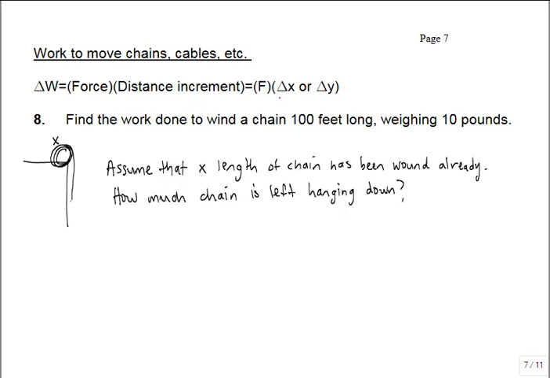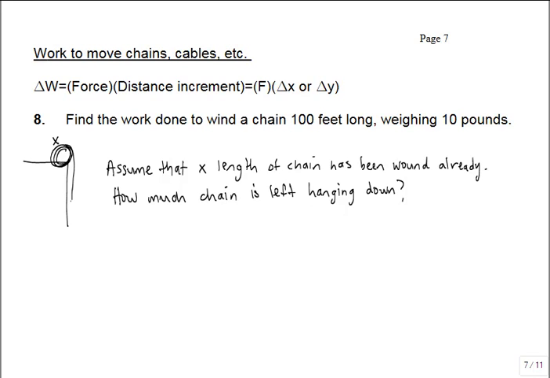So the force is times our delta x or our delta y. Now, I prefer to think of these problems in a slightly different way than the textbook shows you, but I'm going to show you both options, and you can choose whichever way makes more sense to you. So starting with this first problem, we want to find the work done to wind a chain 100 feet long, weighing 10 pounds.